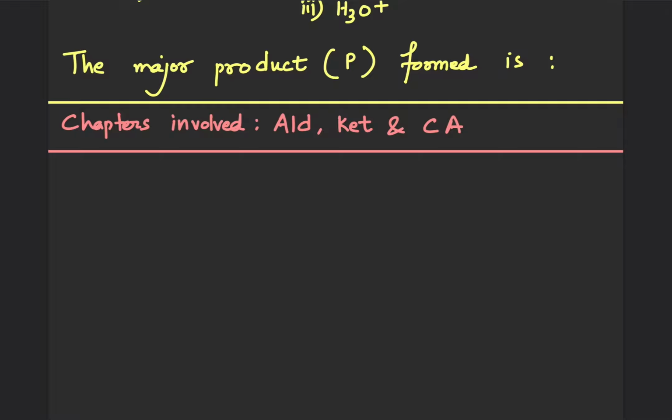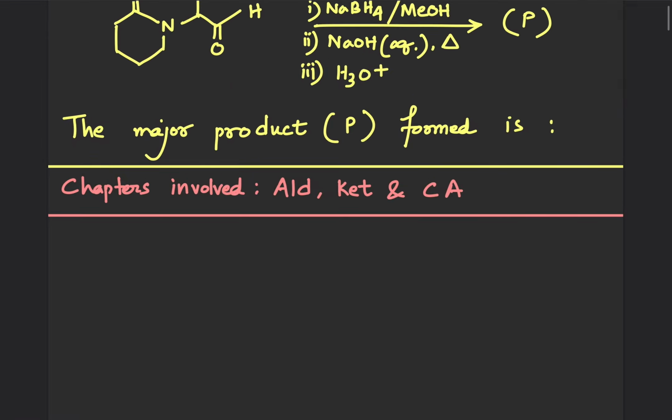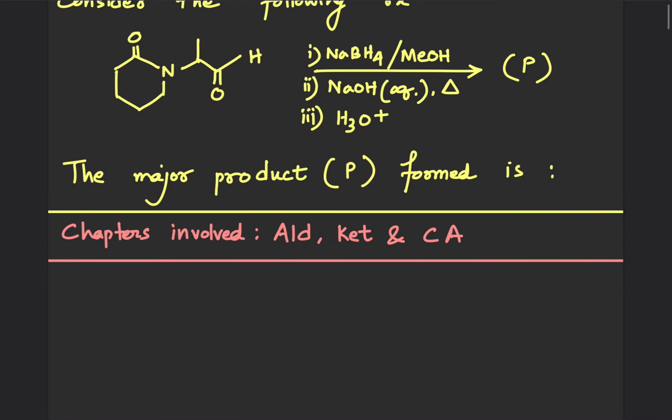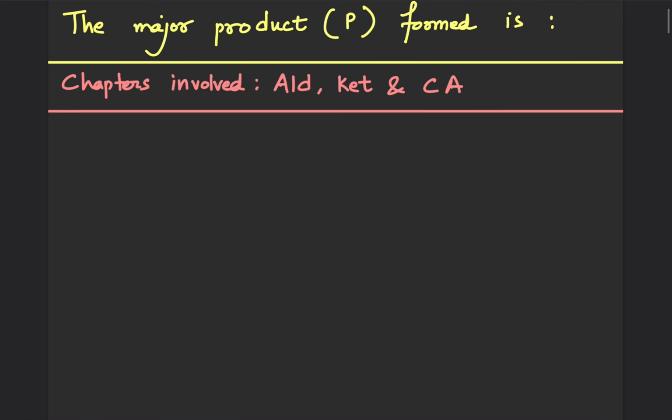So our given organic compound is first subjected to NaBH4, that is sodium borohydride, and that too in the presence of MeOH. In MeOH, Me stands for methyl, so this is CH3OH. So we have NaBH4 in alcohol. We have two famous reducing agents. One is LiAlH4, which is lithium aluminum hydride, and the other is NaBH4.